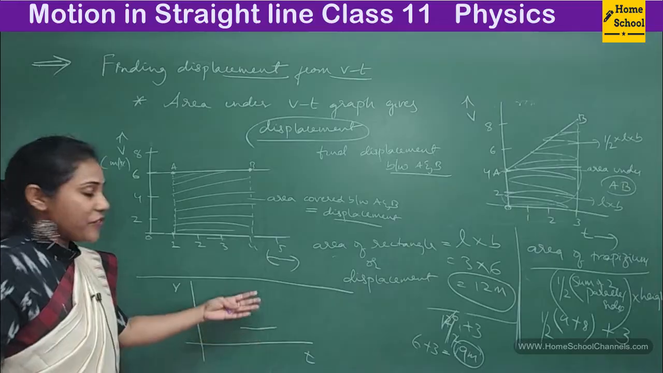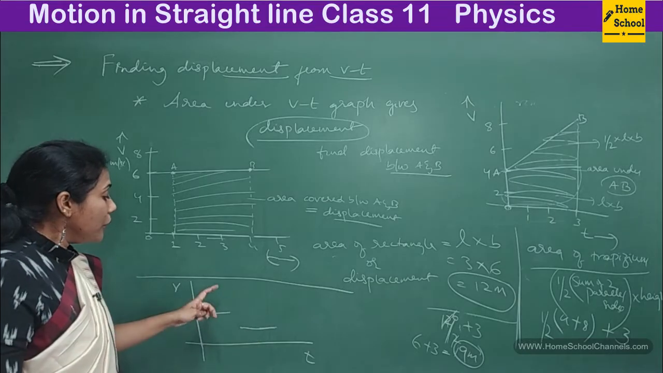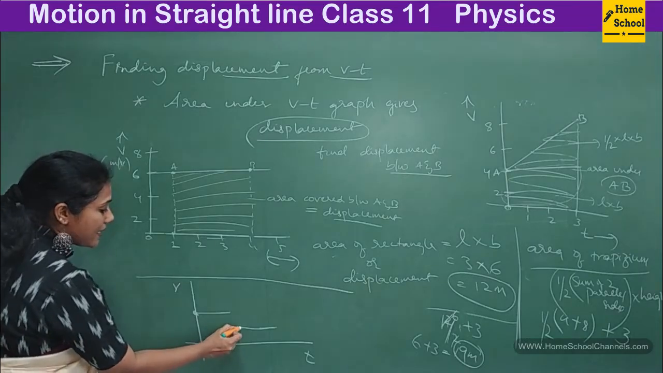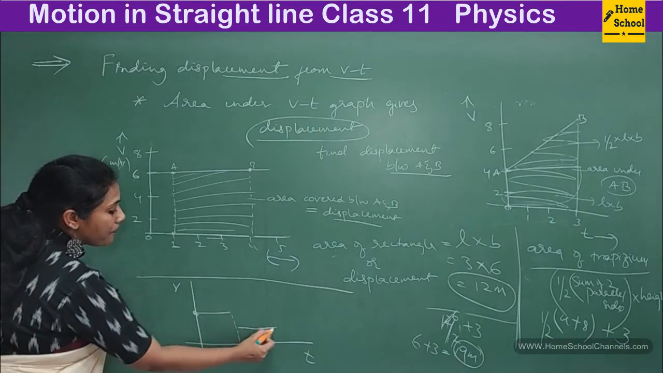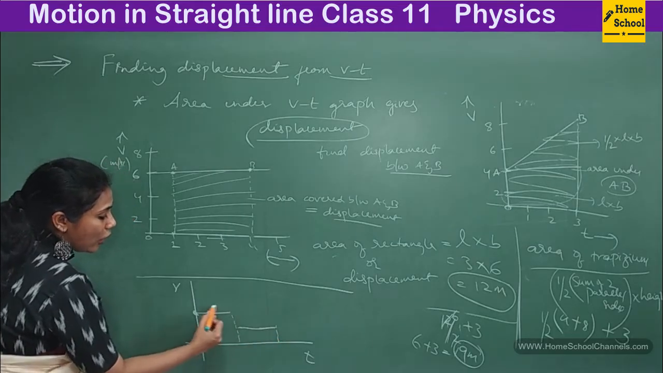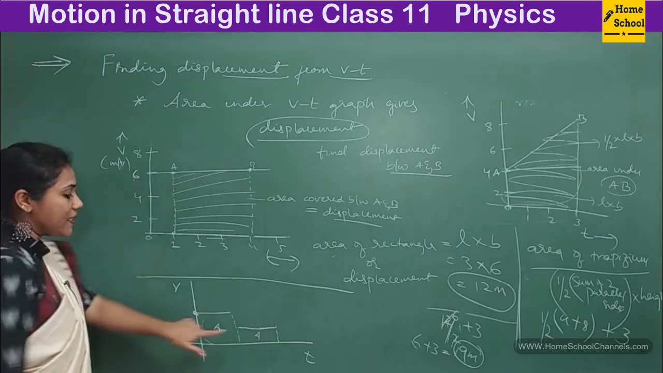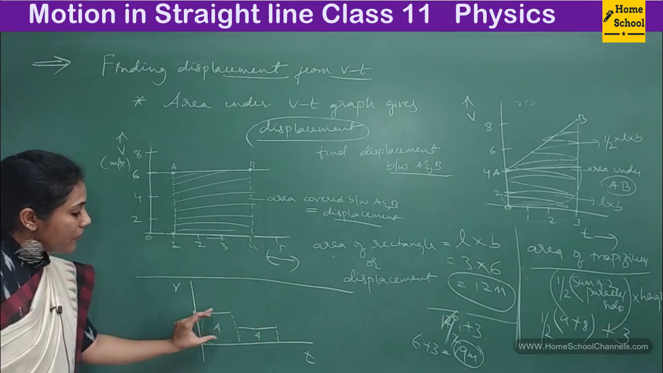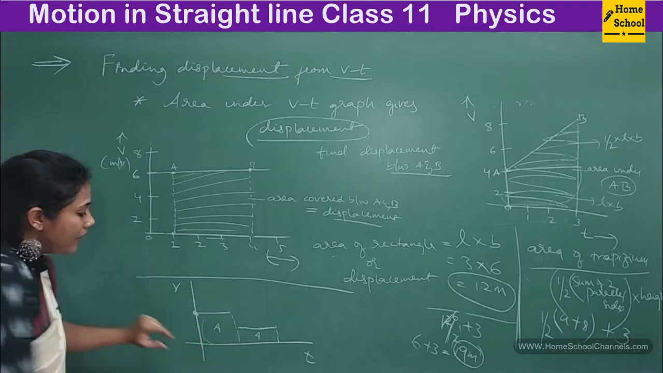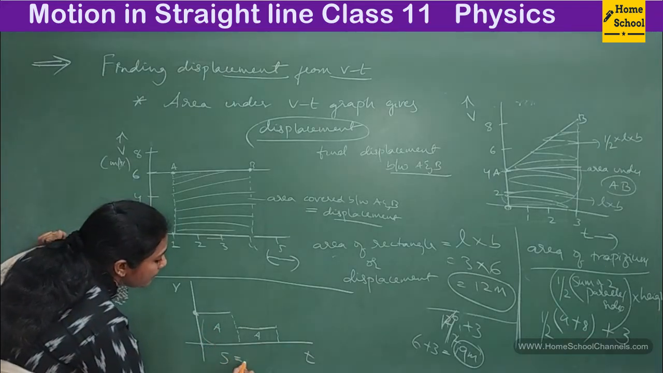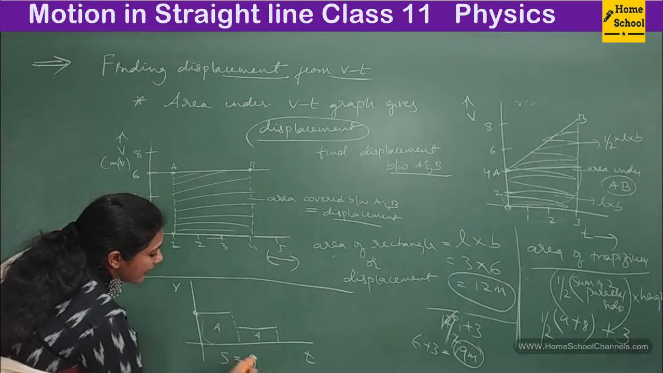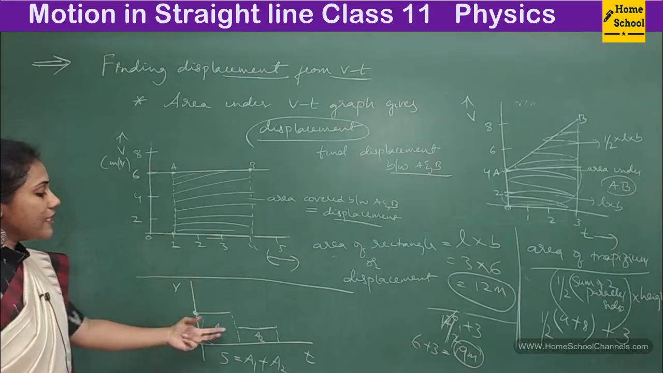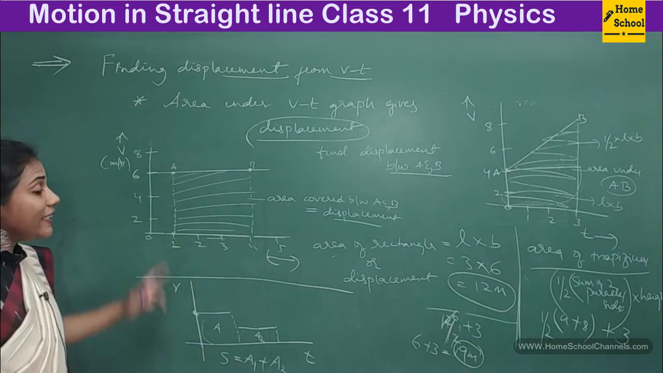But VT graphs like this are possible. So how do you calculate displacement in this case? It's just as simple as this. It is this area: the area of this part plus the area of this part. This is a rectangle and this is another rectangle. So your displacement S is equal to the area of rectangle 1 plus the area of rectangle 2. This is how you will calculate displacement in different situations.